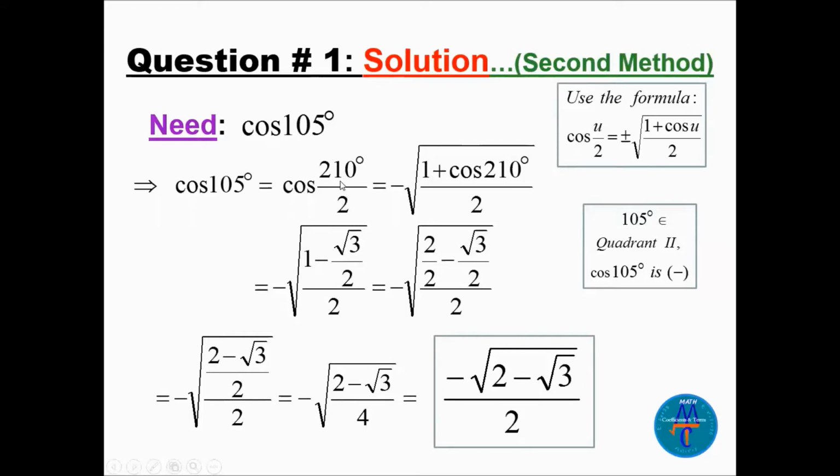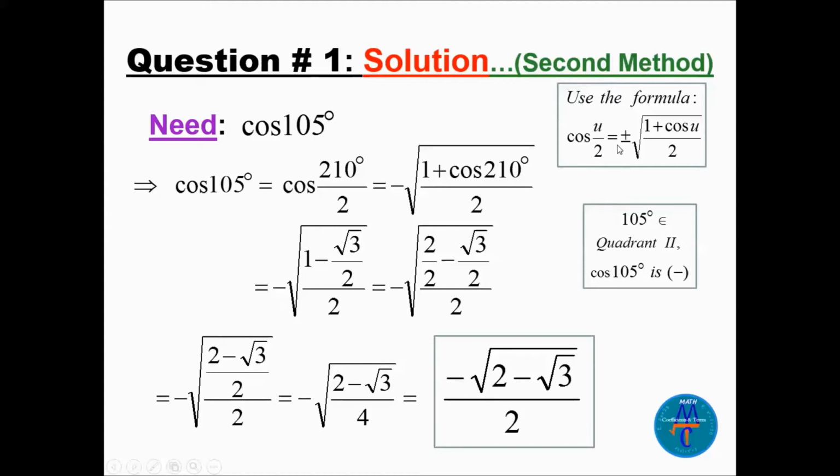Just easy numbers. If you multiply 105 times 2, you get 210. 210 also is a special angle. So let's use the formula for the half angle. Cosine of 210 over 2, so this is like u over 2. It will be plus or minus, in the formula, the square root of 1 plus cosine of u, all divided by 2. So now u is 210.